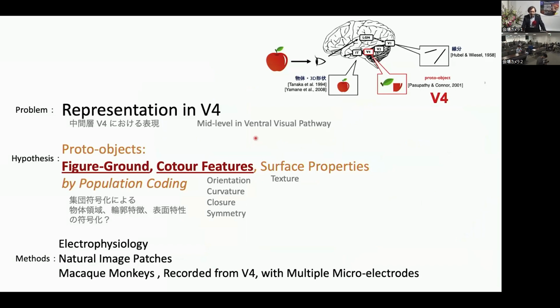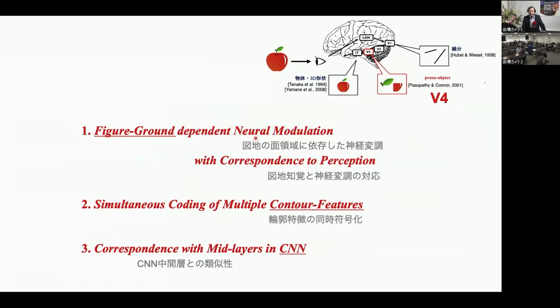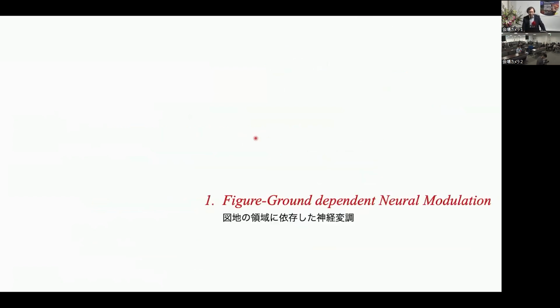And to approach this problem, we carried out electrophysiology. So we showed a bunch of natural images to monkeys and recorded from the V4 by using a multiple electrode. So I'd like to talk about the three topics today. One is the figure ground, two, contour coding, and three is the correspondence with the CNN. So let's begin with the figure ground.